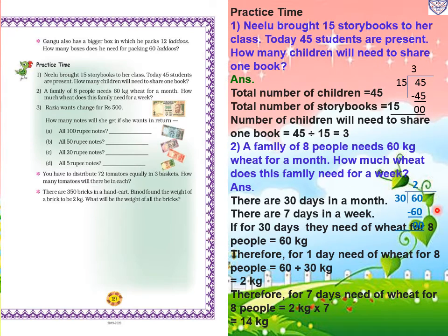So 13, how we will divide? In 30 table when 60 will come, 30 to the 60. So in one day they will require 2 kg of wheat.